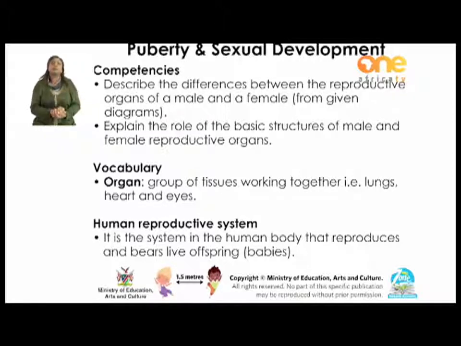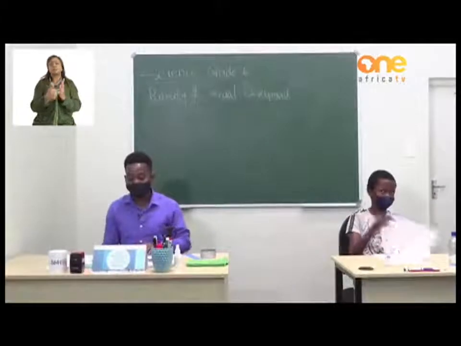The next word is the human reproductive system. It is the system in the human body that reproduces and bears live offspring. In other words, it's responsible for making babies. Let us now turn over to page 18.